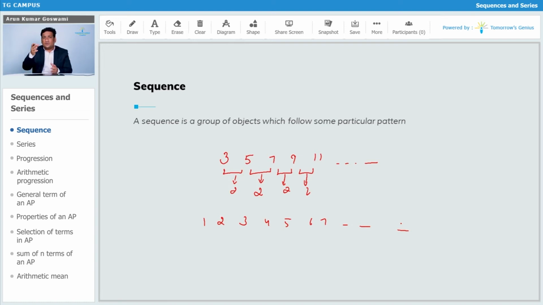So even if I want to write a natural number more than 7, 8, 10, 10,000 or 100,000 or 1 lakh, whatever, till infinity, I'll just add 1, 1, 1 to the consecutive terms and I'll get the numbers till the end. That's why we say natural numbers are from 1 to infinity.